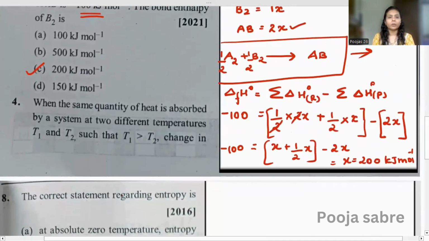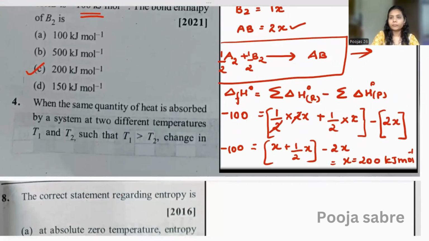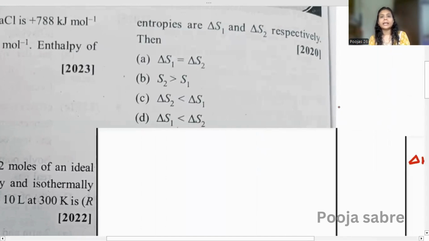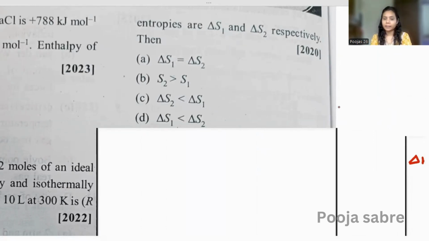Question number 4. Now question number 4 says that when same quantity of heat is absorbed by a system at two different temperatures, T1 and T2, such that T1 is greater than T2, then change in entropies are delta S1 and delta S2 respectively. Then what are the options? The options are given to us and the correct answer we need to find out.